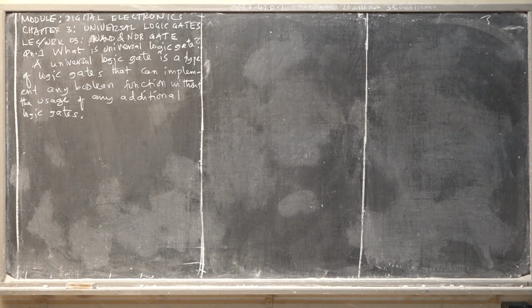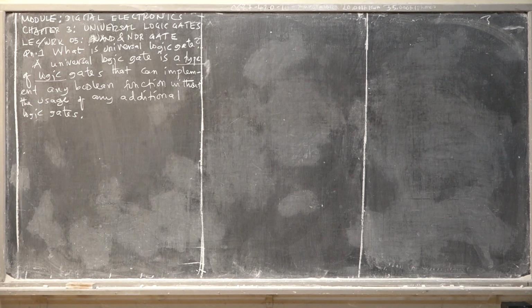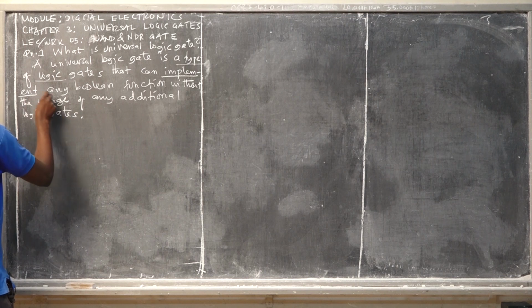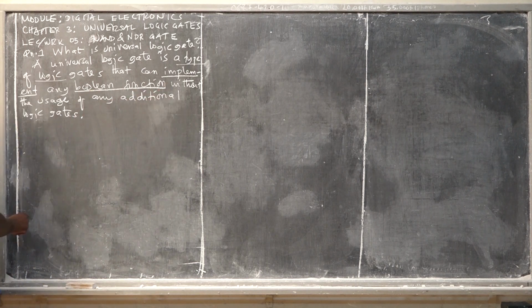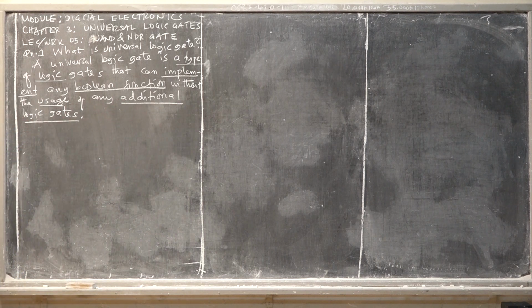So this is one way that you can define universal logic gates. It is a type of logic gate, just like the fundamental or basic logic gates. But the goodness of these universal gates is that we can implement a Boolean function without the usage of any additional logic gates. Once you have a universal logic gate, you can implement any Boolean function that you want without using any other logic gates. That's the meaning.